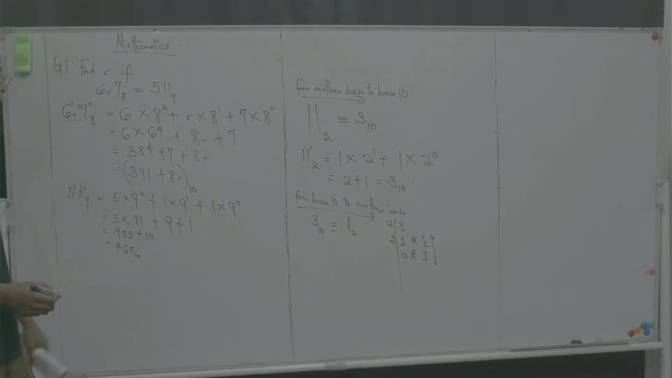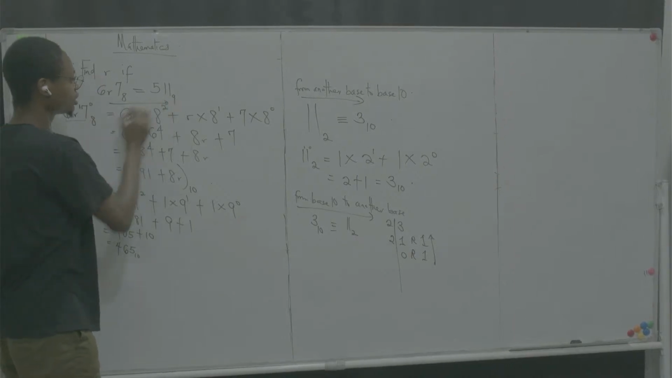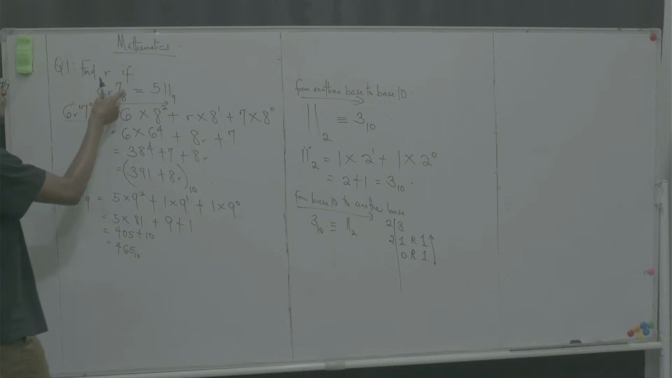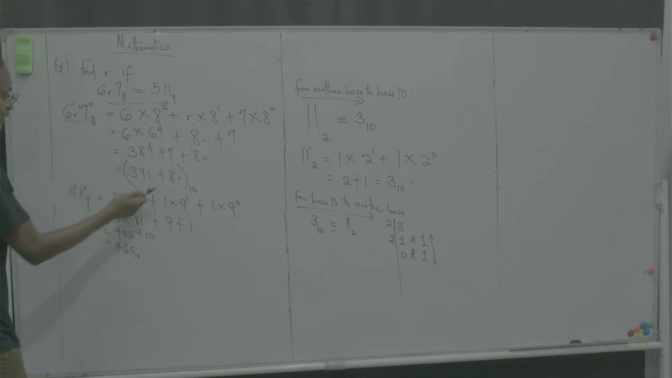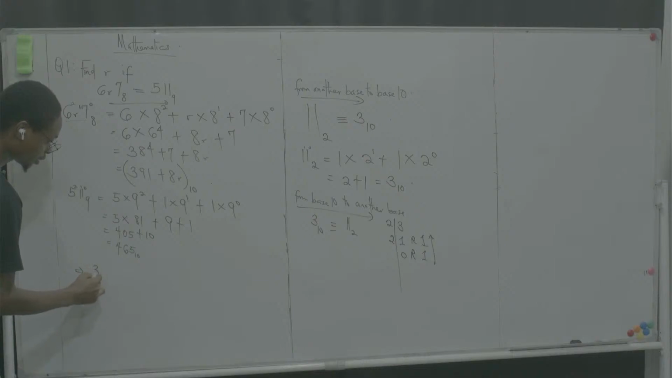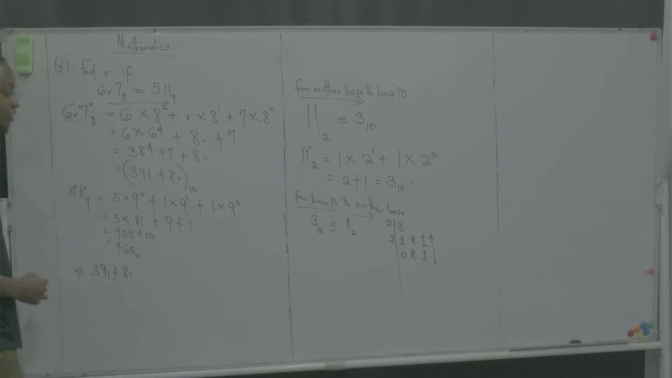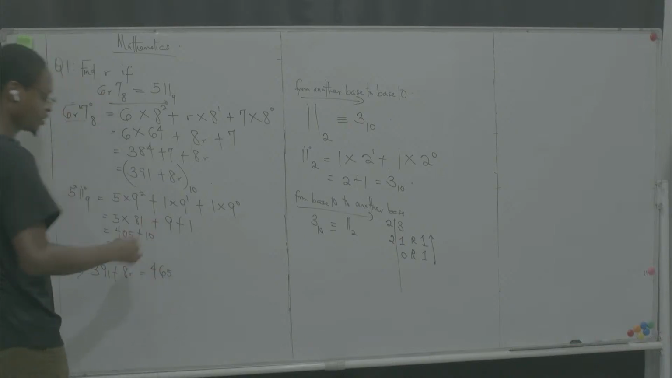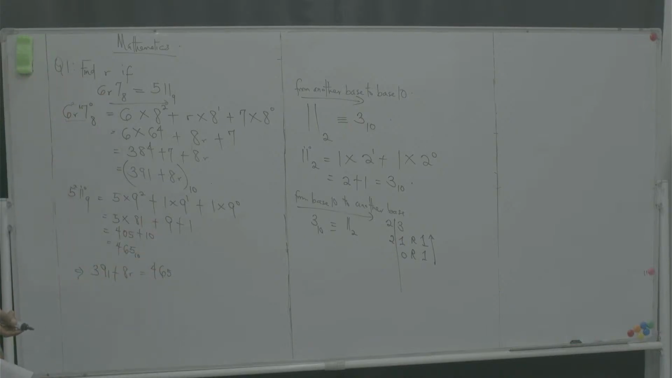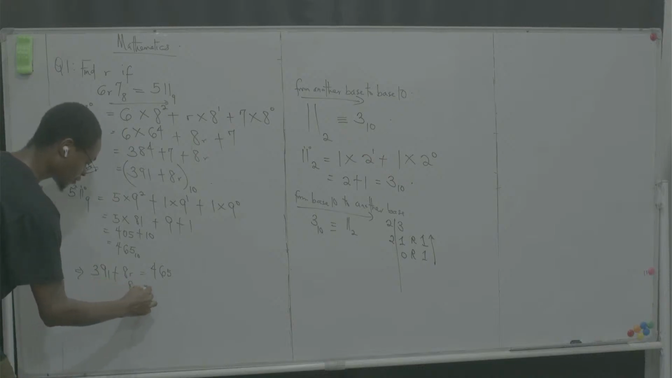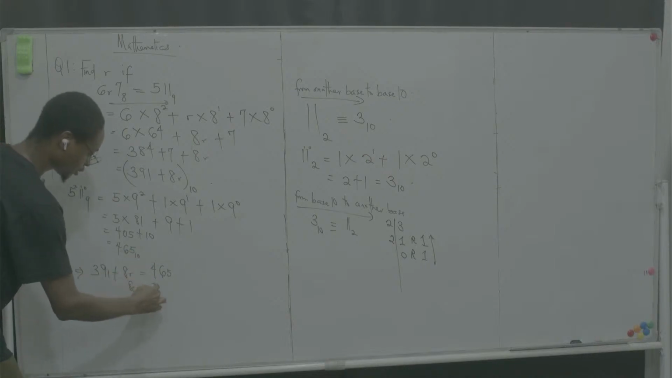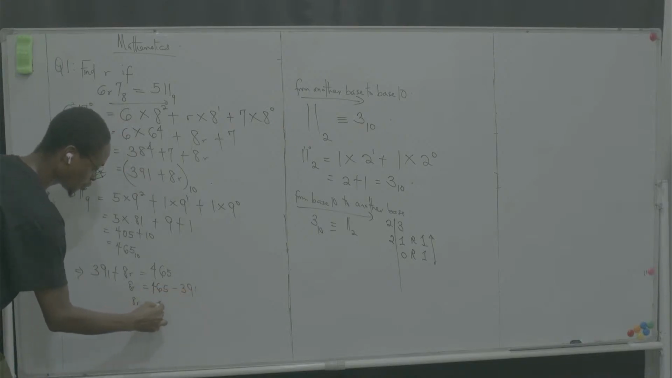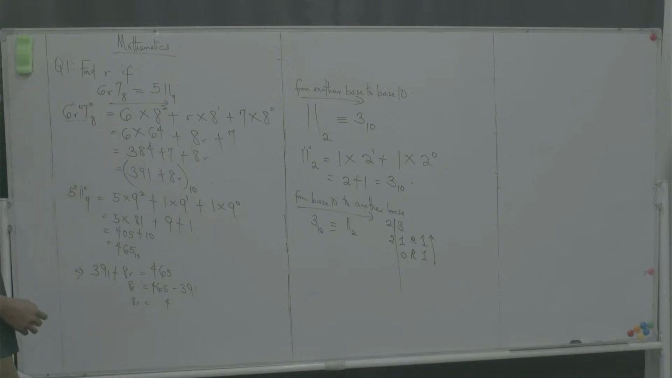And so from here, we will now equate them together. Are we good? We'll now equate them together. 6r7 to base 8 has been converted to 391 plus 8r in base 10, right? And then 511 in base 9 has been converted to 465. So for me, it's just about making r the subject of the formula. So you now have 8r is equal to, bring this to the other side, you have 465 minus 391. 8r will be equal to 74, right?